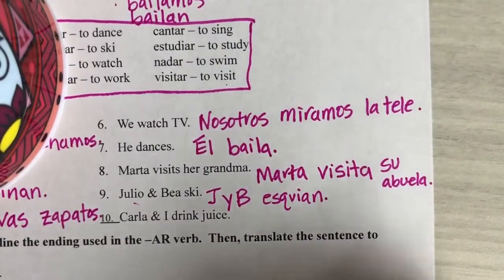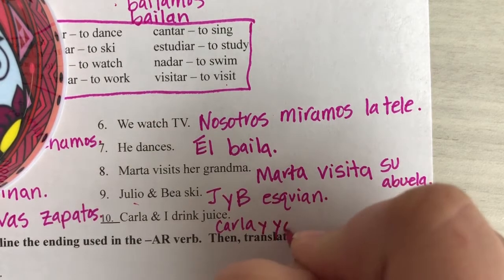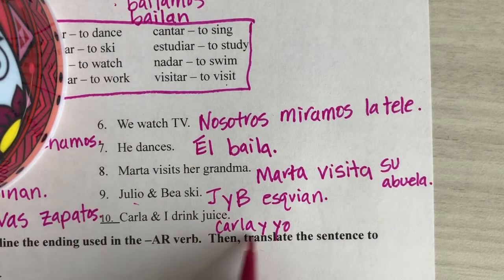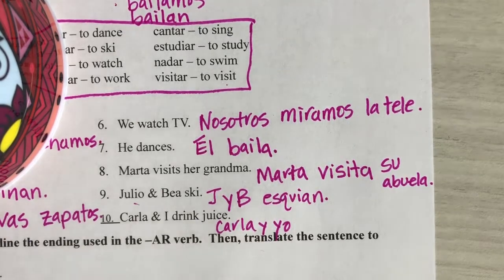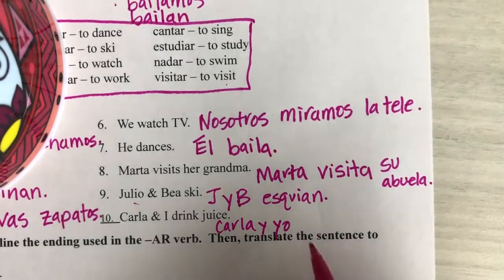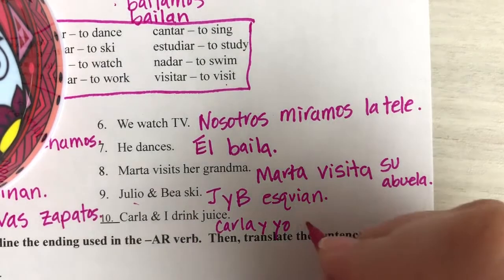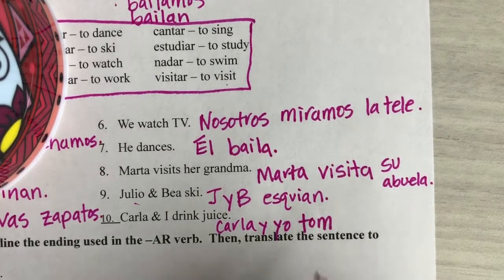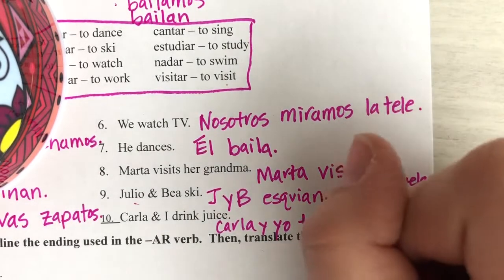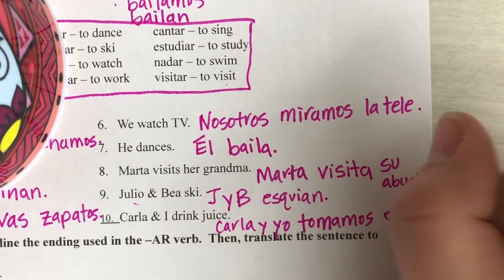Number 10, Carla and I drink juice. Carla, yo. Now remember, anytime you see a name with a yo, it means we, because I'm talking about Carla and I, we. So then I look for the verb to drink, which is tomar. Drop the AR, so I'm left with tom, looks like Tom. And since I'm talking about we, I add amos. And then tomamos. And then juice is el jugo.